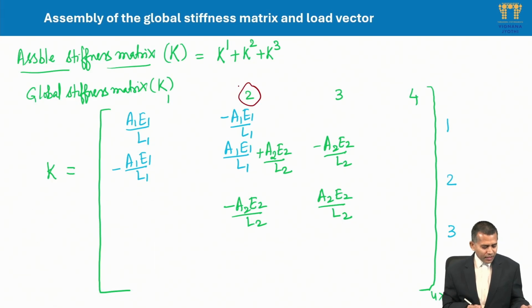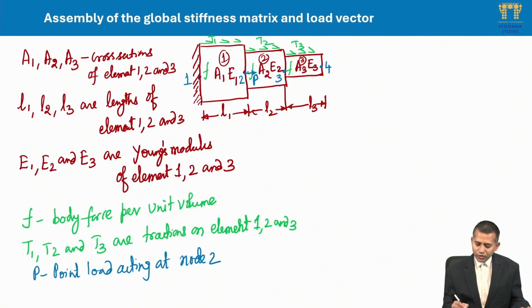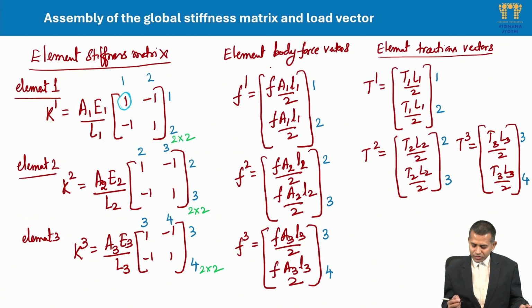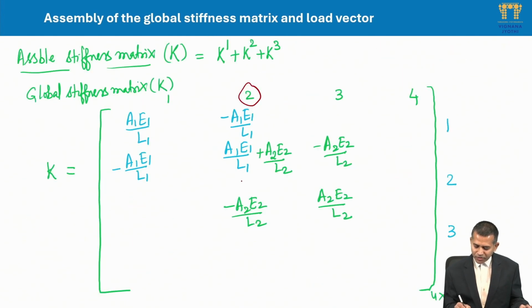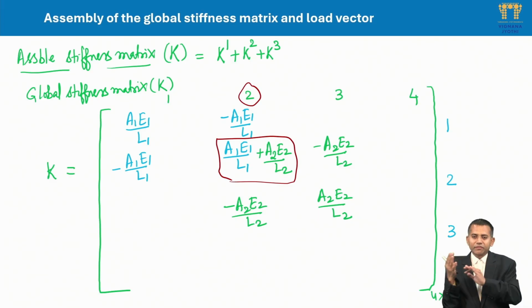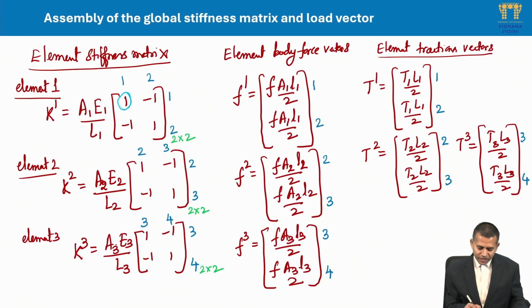Why? If you observe carefully, node 2 is the connectivity node between element 1 and element 2. So at node 2 you have the influence of element 1 as well as element 2. That's why you have A1 E1 by L1 from element 1 at node 2 and A2 E2 by L2 from element 2 at node 2, so you are getting a sum of the values here. So wherever you have connectivity, there you will get the sum from the previous element and from the next element.